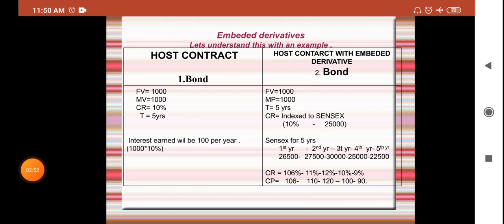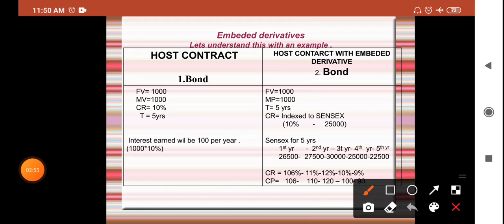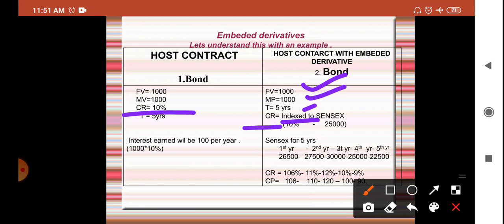Next, the bond my friend has purchased. Its fair value is also 1000. The market price is also 1000. Maturity is also 5 years. But here the interest rate is not the same. My interest rate was fixed at 10%, but her interest rate is based upon something else. So what is that something else? It is indexed to the Sensex.